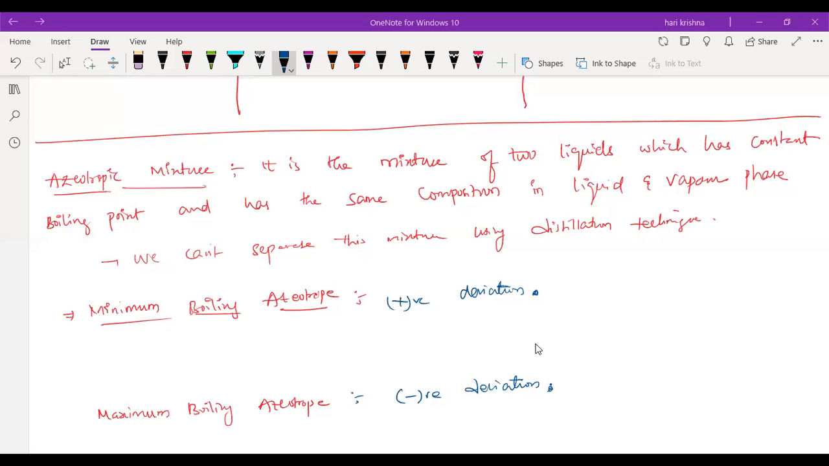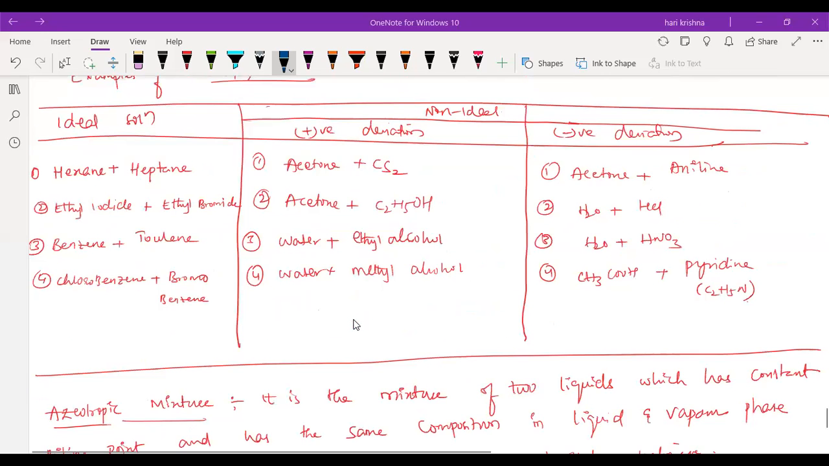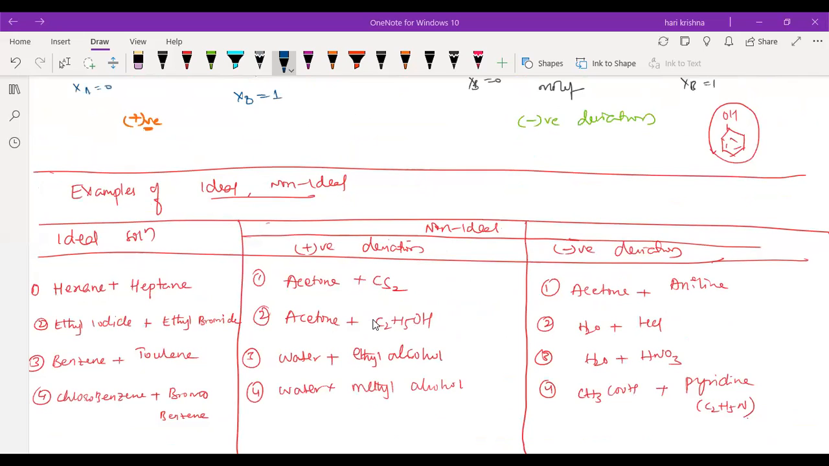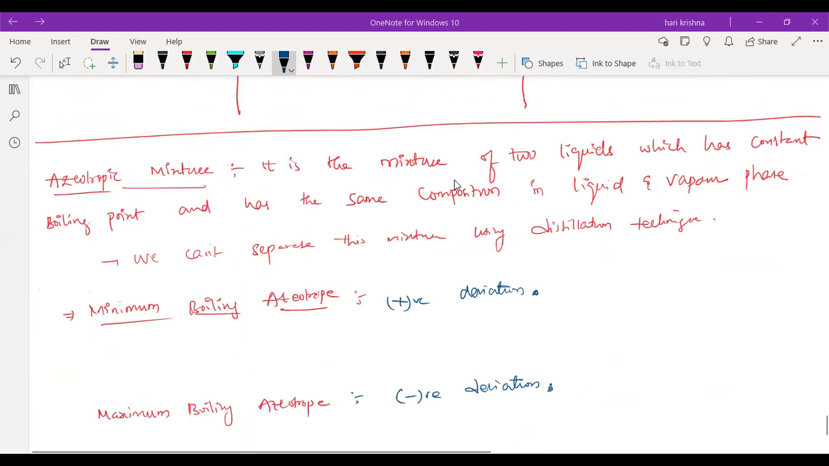Sir, could you show the examples of ideal and non-ideal once again? Yes, sir. Could you give me 1 minute? I'll just copy. Sure. So just take the screenshots. Or else I'll upload this in the Google Classroom, right? The notes. You can continue. I took a screenshot of it. Yeah, sure. You can take this also.